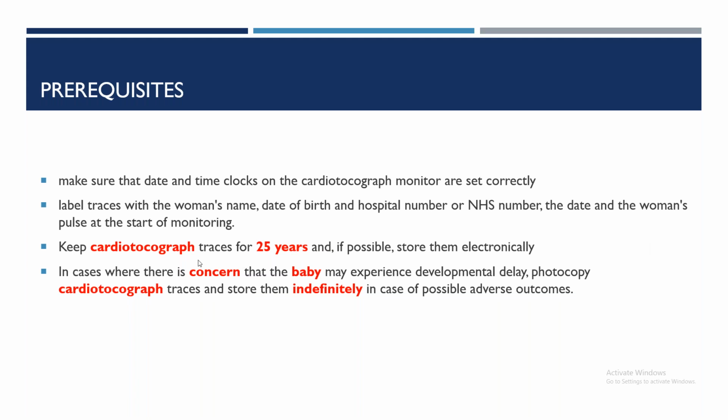Now, for recording purposes, you have to keep the CTG for 25 years, and if possible, store them electronically. And when there is any concern regarding the baby, like if the baby has developed neonatal seizures, there is a high risk of intrapartum hypoxia or cerebral palsy, then you have to store this trace indefinitely. This is a question which is asked very frequently. So a normal trace you store for 25 years, and any abnormal trace, or wherever there is any concern regarding the baby, you store the trace indefinitely.